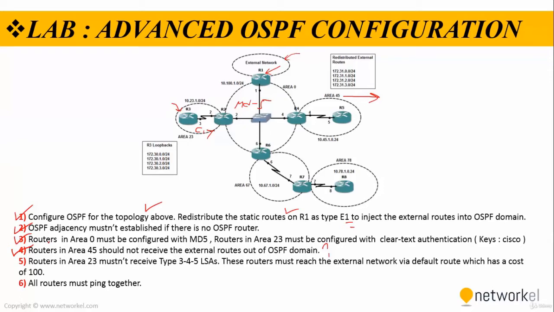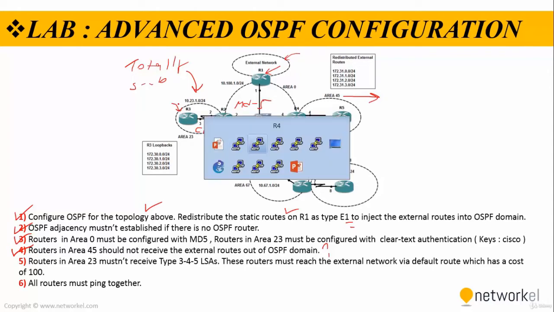Then the routers in area 23 this time. Where are you guys? These guys. All right, here is going to be totally stubby, because I don't want to receive type 3, type 4 and type 5 LSAs. Okay, let's go to router 2, and I'm going to configure router 3 first, actually.